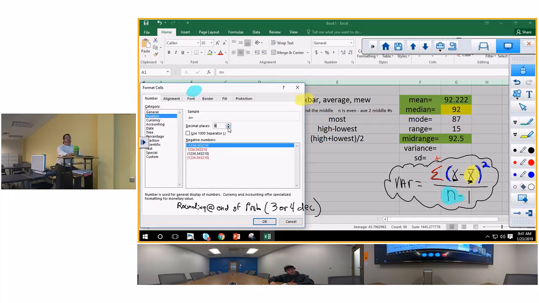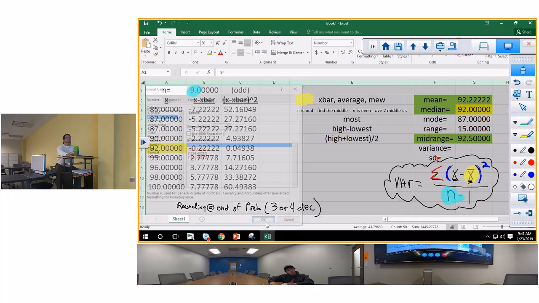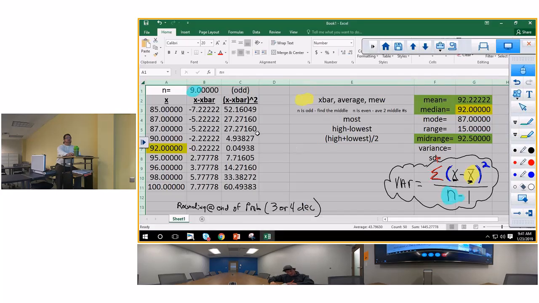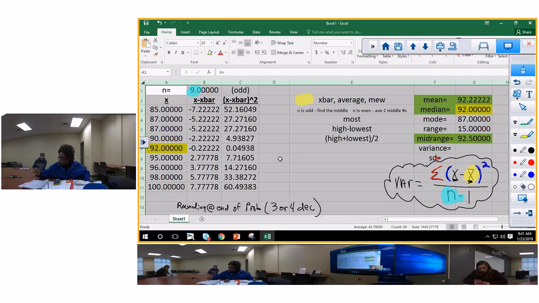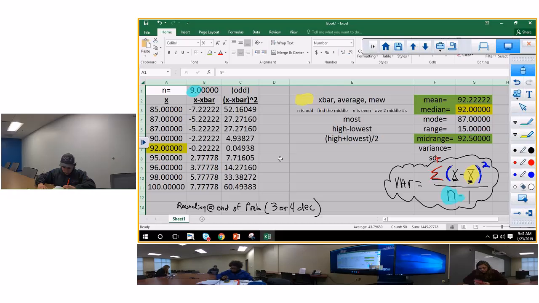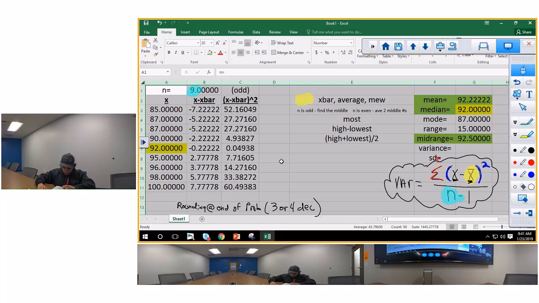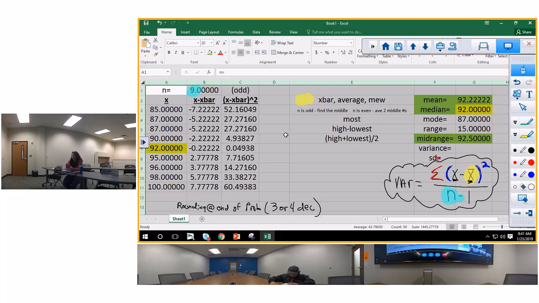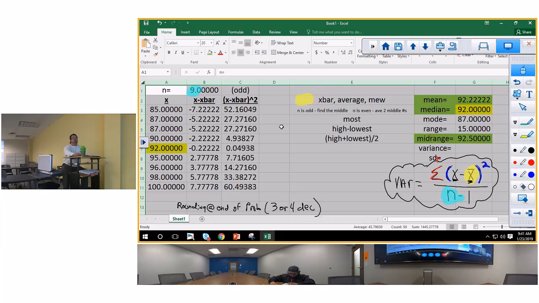Carry it to 5 digits, like your calculator. Put those 5 2s in there and raise it to the second power and see what it does. It is less off, but it's still off. 52.16046. Okay, that's fine. It's just a rounding thing. But that's why I tell you to take it to 4 or 5 digits.